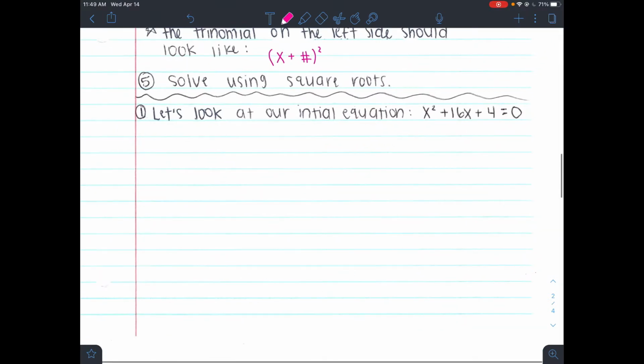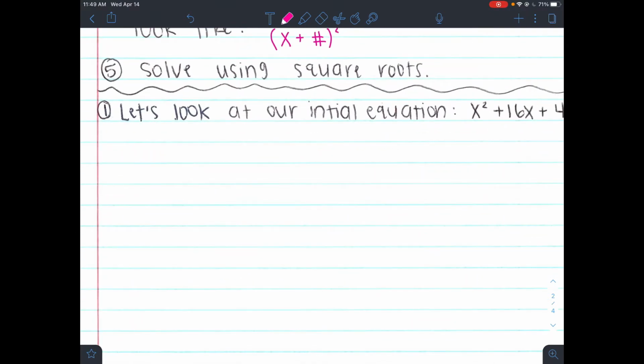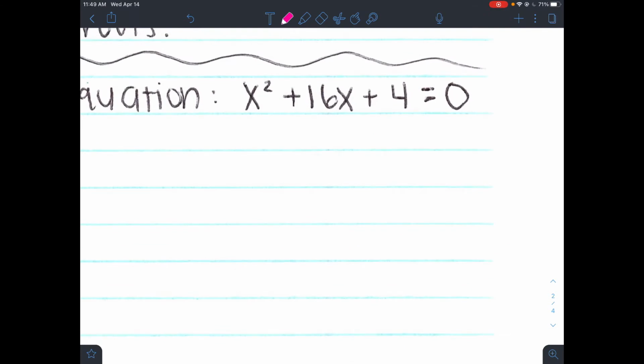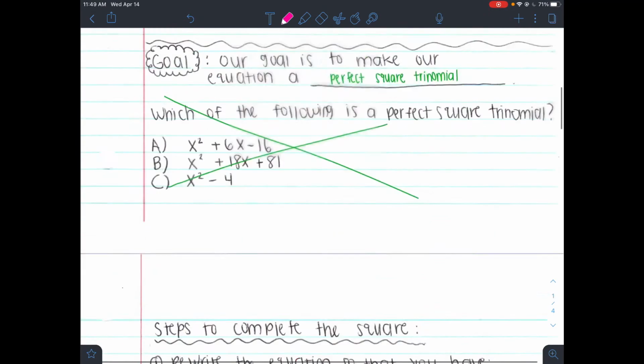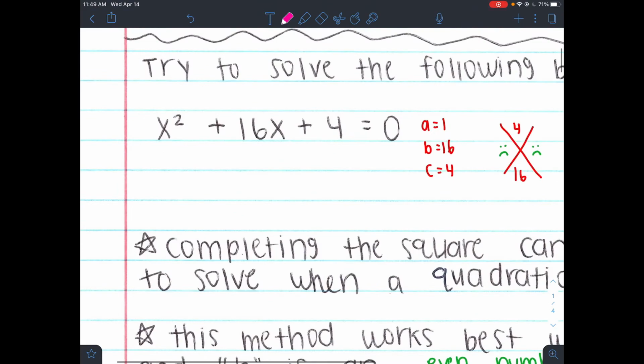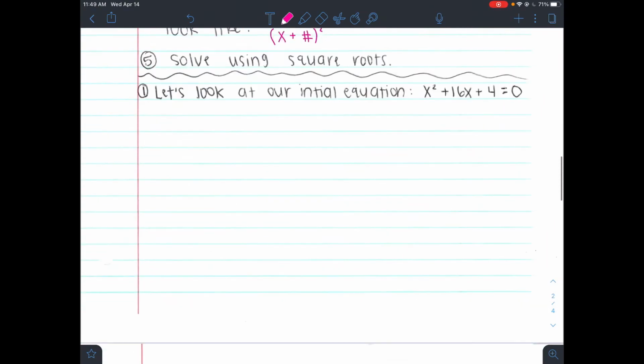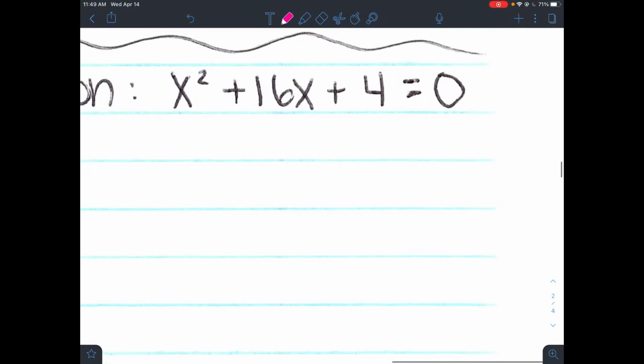All right, so starting with number 1, let's look at our initial equation. X squared plus 16x plus 4 equals 0. This is the equation that we had at the very beginning that we could not factor. Like, we couldn't factor it, so you try to solve by using completing the square. To use completing the square with this problem, remember, your a value needs to be 1, which it is, and your b value needs to be even. A is 1 here, b is 16. Those are both met, so we can actually do this problem.